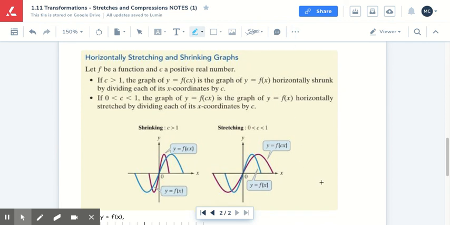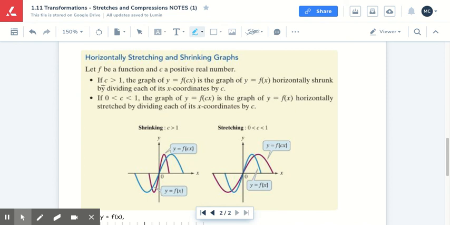Okay, our next type of transformation is horizontal stretching and shrinking. So this time we're looking at grabbing the graph from the left side and the right side and either squishing it together or pulling it apart. And much like your horizontal translations, this one is kind of backwards from how you might expect it to be.